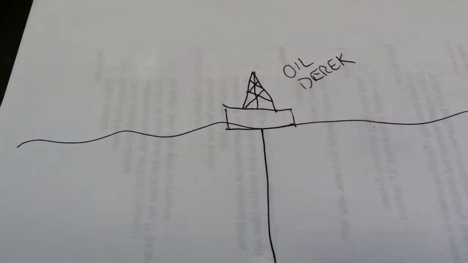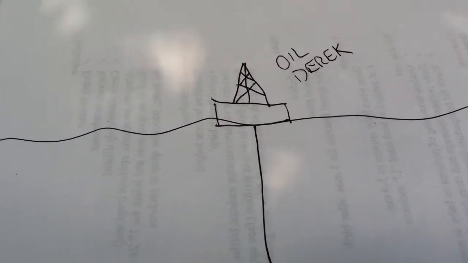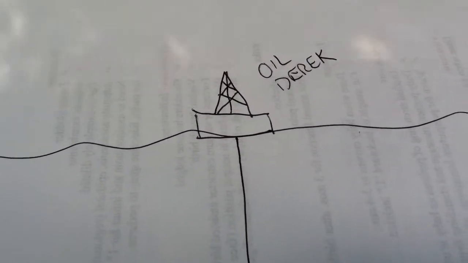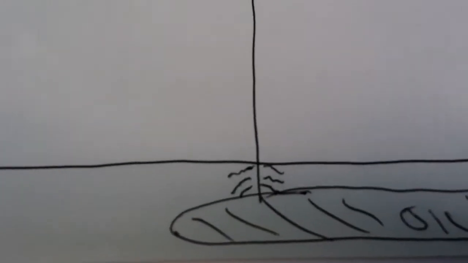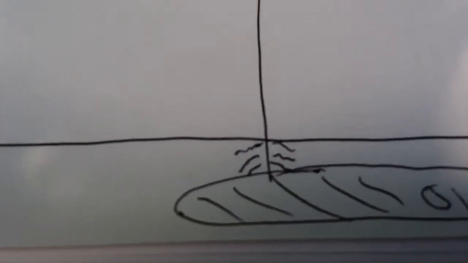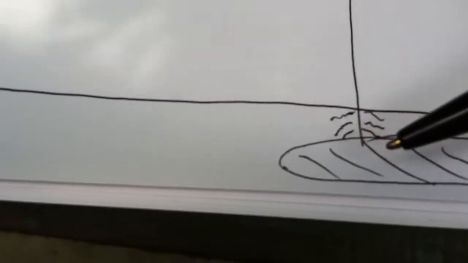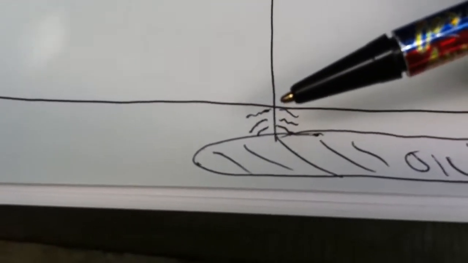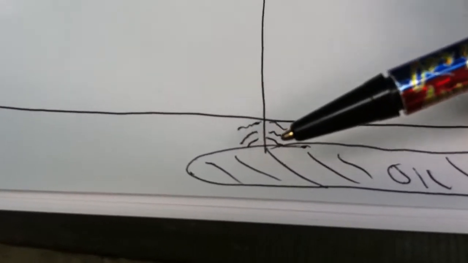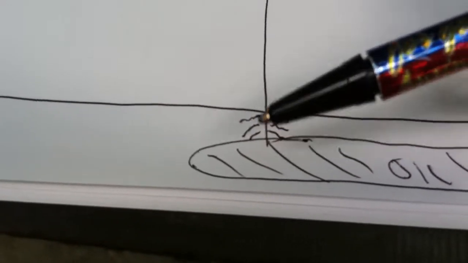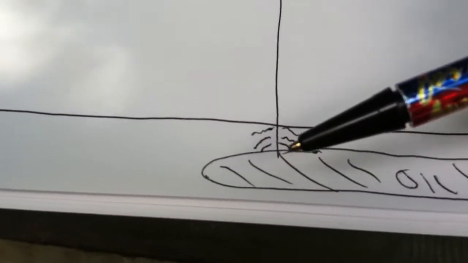Okay, so this is part 2 here. Now the oil derrick comes and gets put in place. Well, of course it starts drilling down here to get to the oil. Now as that drill is entering in, you can see that it cracks the surface of the bottom of the ocean before it hits the oil.